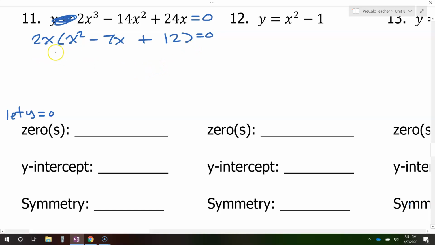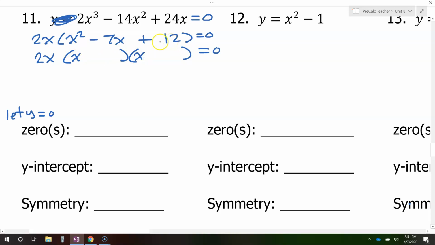Now, we can factor some more. I see this trinomial here. I'm not afraid of you, trinomial. That's going to be a binomial times a binomial. Probably, heaven forbid, we have to use the quadratic formula. I'm sure that's not going to happen. X squared, I'm looking at you, that's going to be x times x.